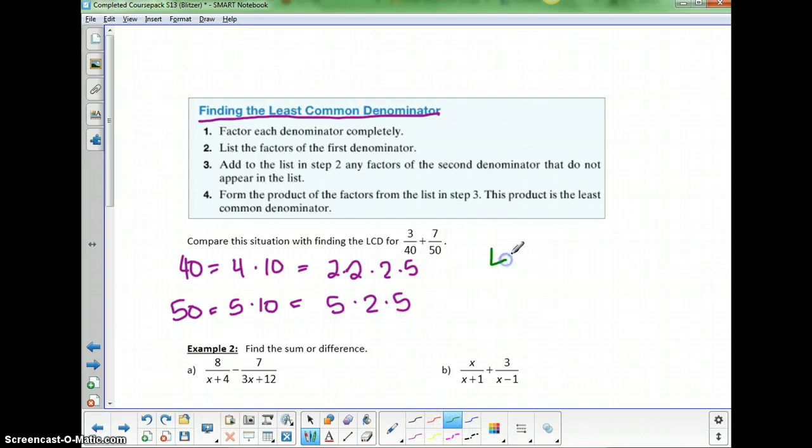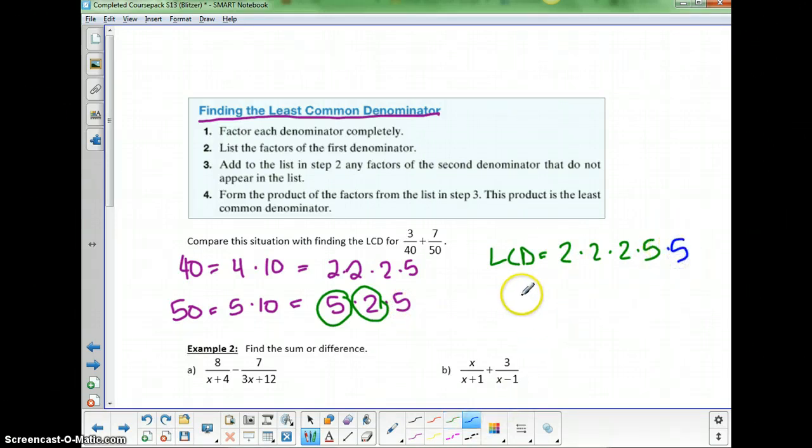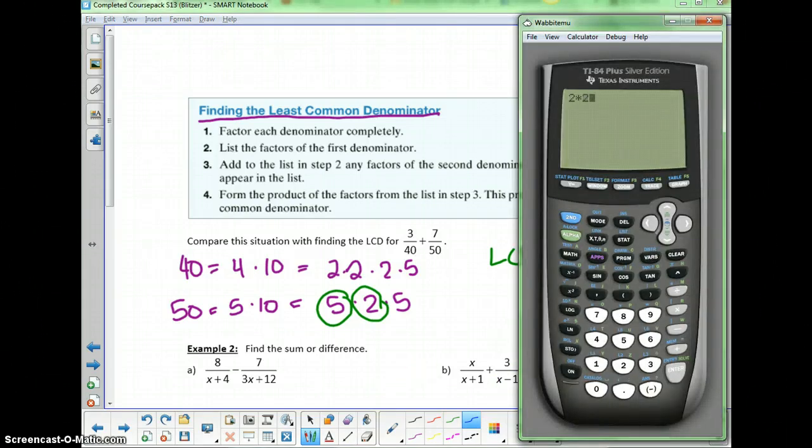So to get my common denominator out of this list, we're going to write down the first denominator, so 2 times 2 times 2 times 5, and then compare that with the second denominator. The second denominator has a 5, good. Has a 2, good. But it has a second 5 that wasn't already in that list. So we need a second 5 here. Okay? So the least common denominator is this product: 2 times 2 times 2 times 5 times 5. That's 200.